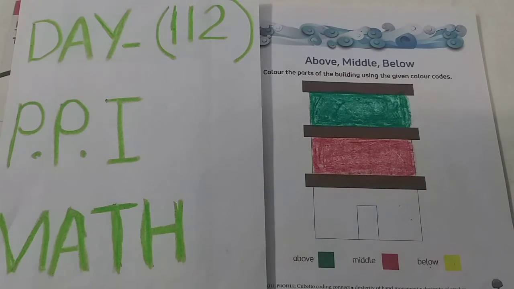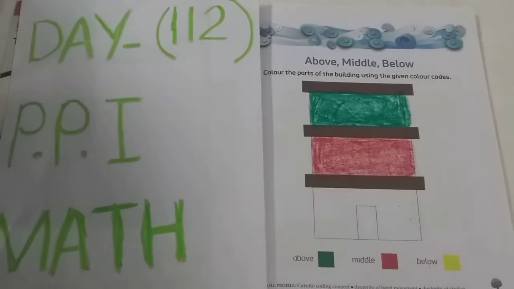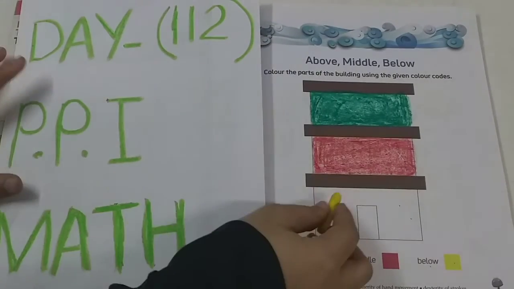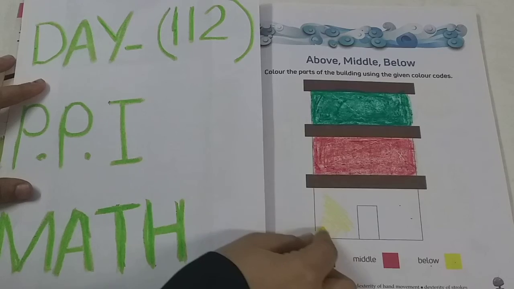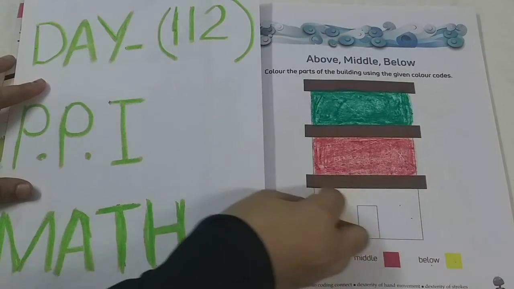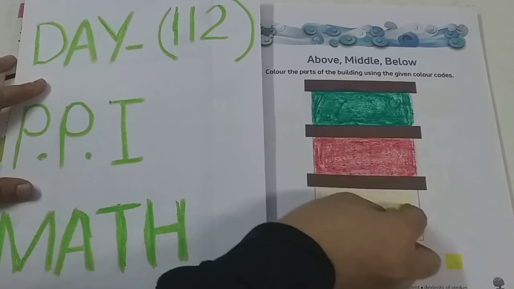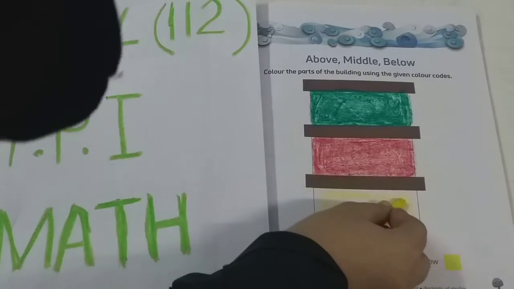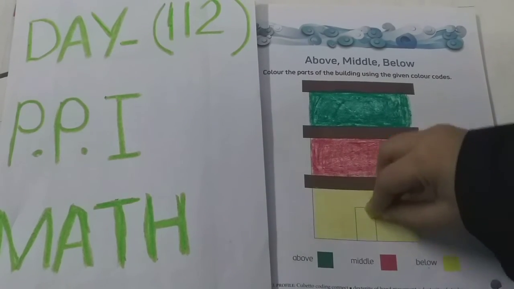What is left now, children? Which part is left? Below part. The below part is left. So for below part, what it is showing? Yellow color. So in the below part we have to do yellow color. Let's do it. In the below part, which color it is showing? Yellow color. So we are doing yellow here. Okay. So here we are done with the below part also.